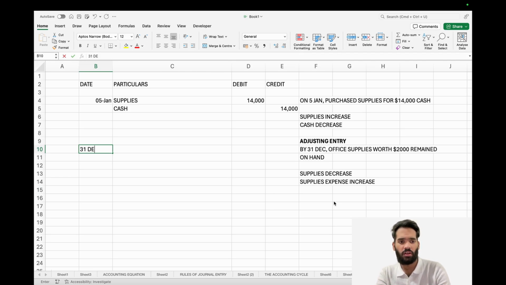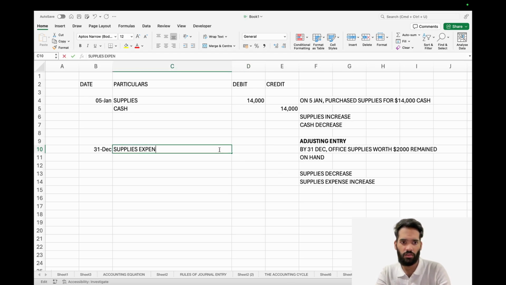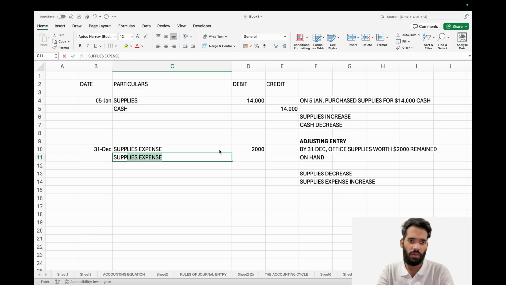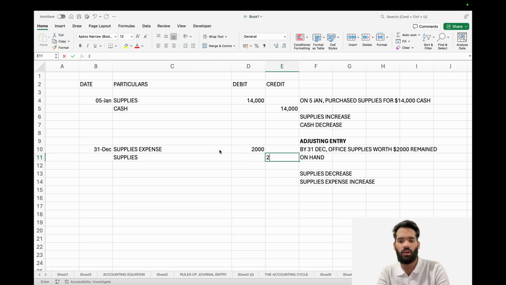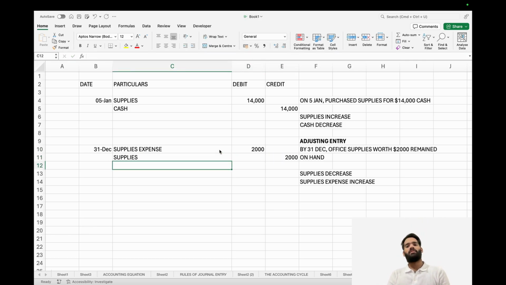So here we'll write 31 December. We'll say supplies expense debit. So let me also mention that supplies expense is debit, and supplies will be credit. So that's the entry you need to understand for supplies, the adjusting entry for supplies.